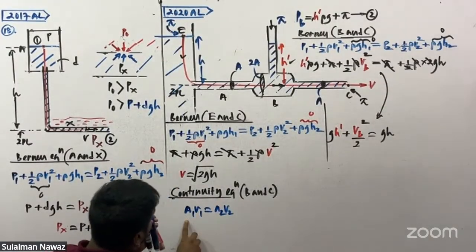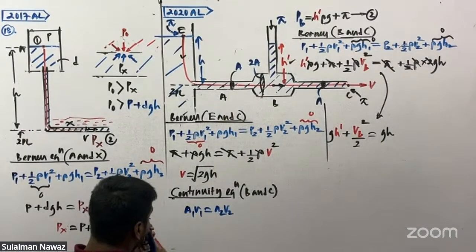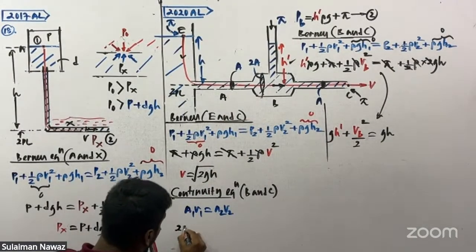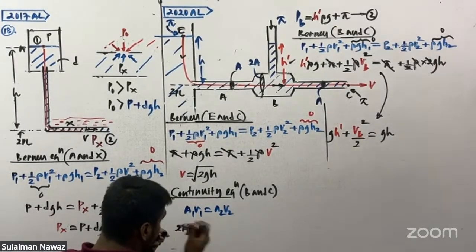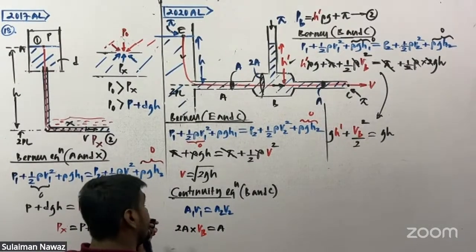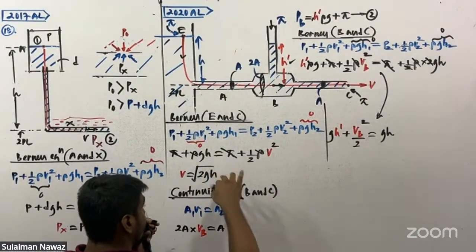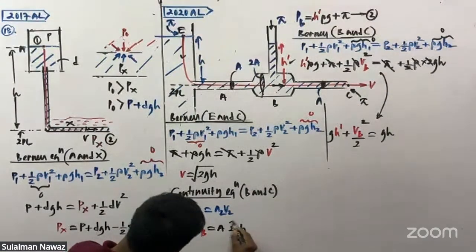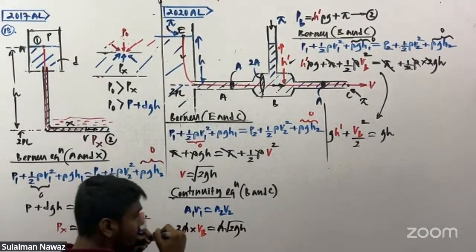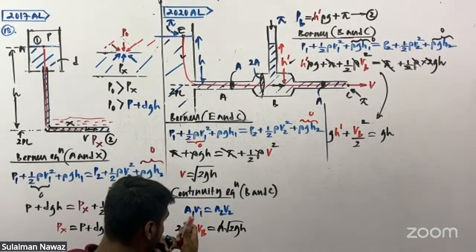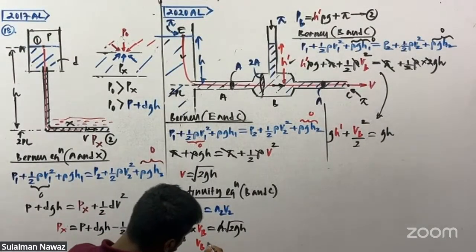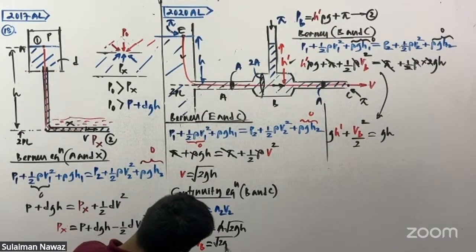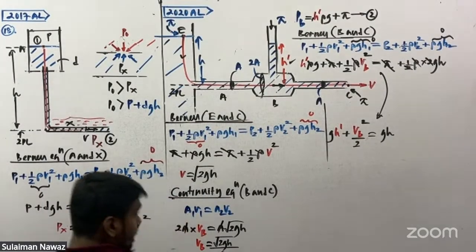A much more effective way. Cross-sectional area at point B is 2 capital A. Velocity at point B is VB. I want to find VB only. Cross-sectional area at point C is capital A. Velocity at point C is root 2gh. A cancels out. Finally, your VB is going to be root 2gh over 2.